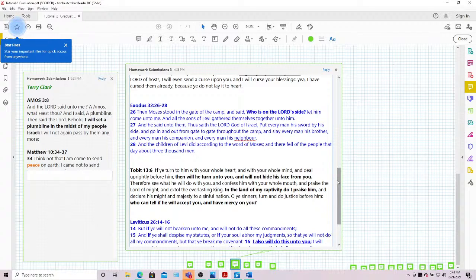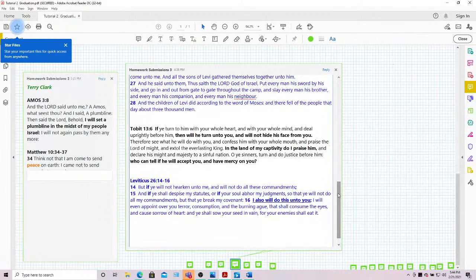And Brother David also left Leviticus 26, verses 14 to 16 with us. But if you will not hearken unto me, and will not do all these commandments, so we have a semicolon, so this thought is done. And if you shall despise my judgments, or if your soul abhor my judgments, so that you will not do all my commandments, but that you break my covenant, I also will do this unto you.